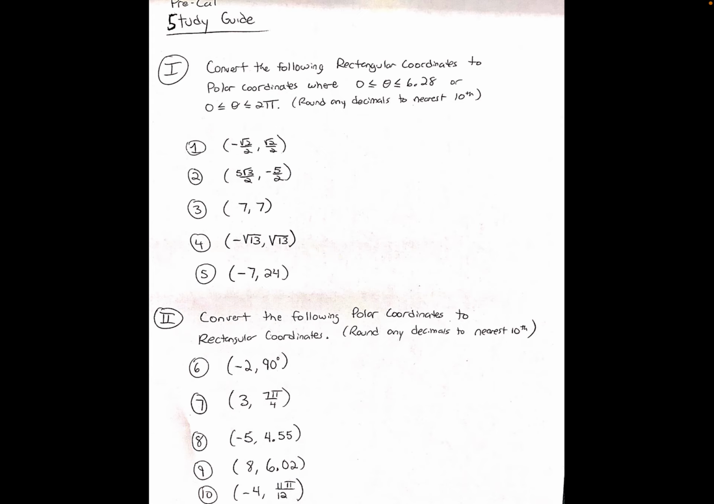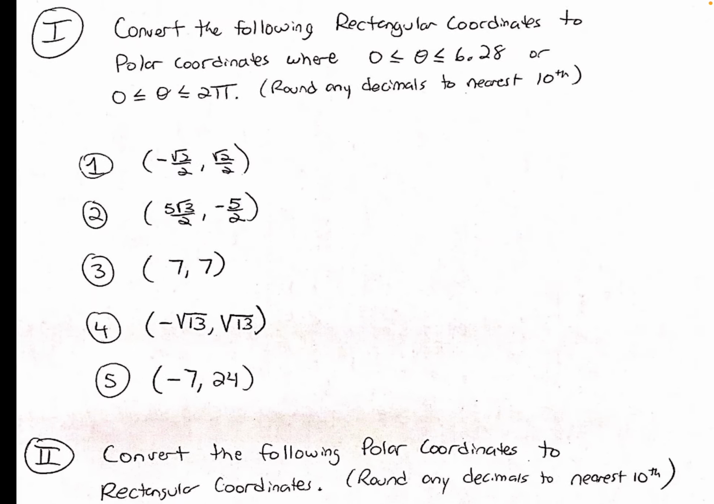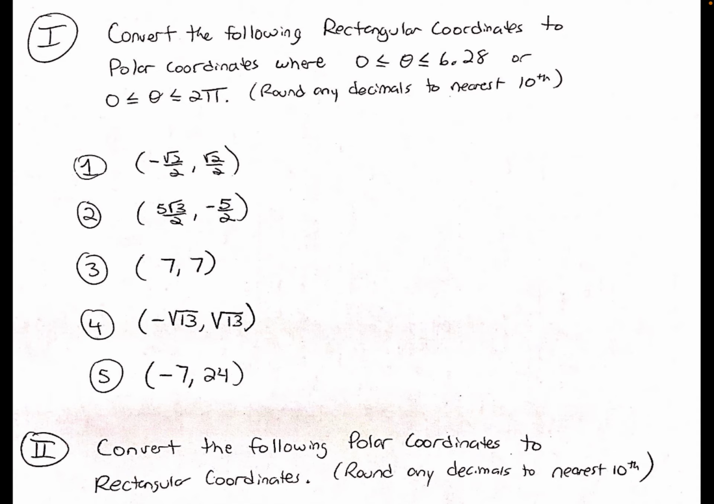So all I'm going to do is just change the coordinates, and there'll be 10 questions that you'll have to answer on short answer. All right, so let's start with number 1. On 1 through 5, we're given XY coordinates, and we have to go to a polar coordinate.